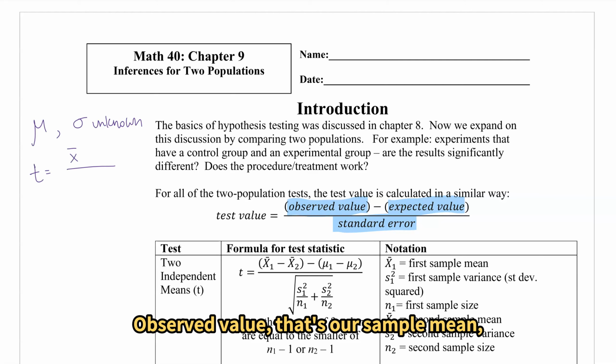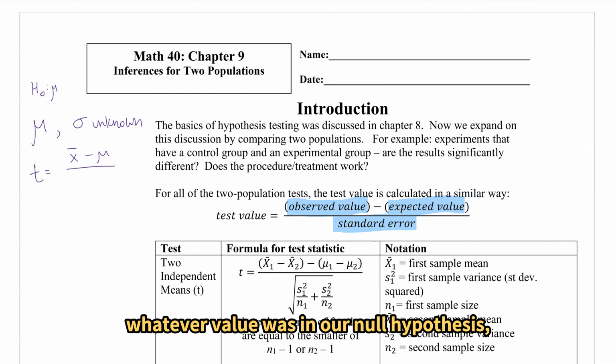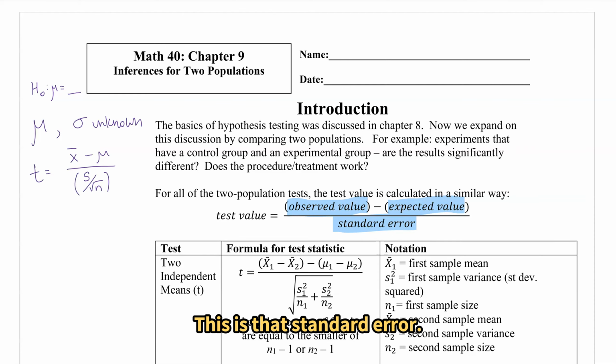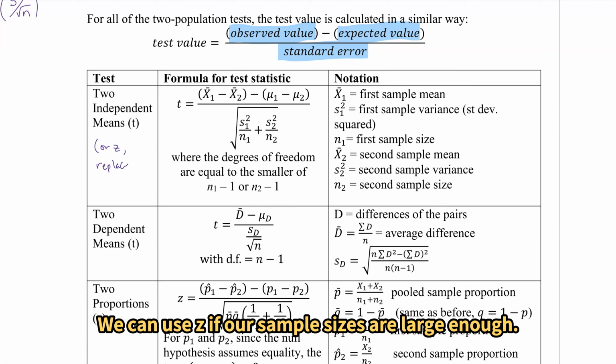Observed value, that's our sample mean, minus the expected value, that's our population mean, whatever value was in our null hypothesis, divided by the standard deviation over the square root n. This is that standard error. So all of the hypothesis tests have this formula for the test statistic. Observed minus expected divided by the standard error. When we're looking at two independent means, we can use z if our sample sizes are large enough.